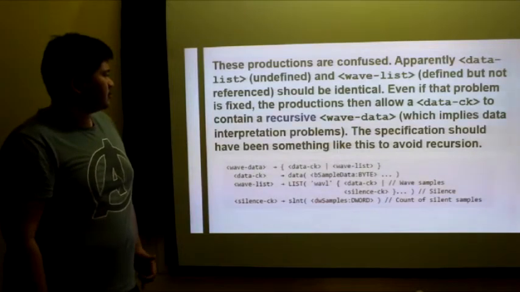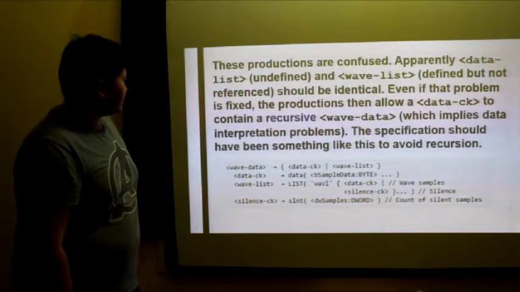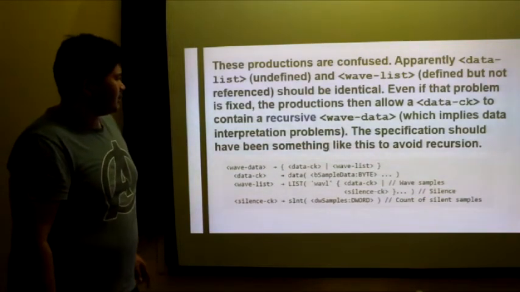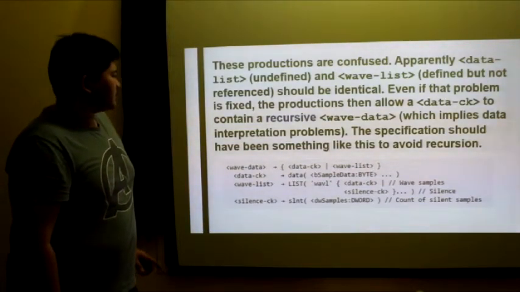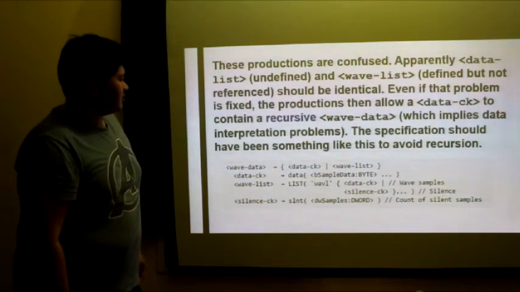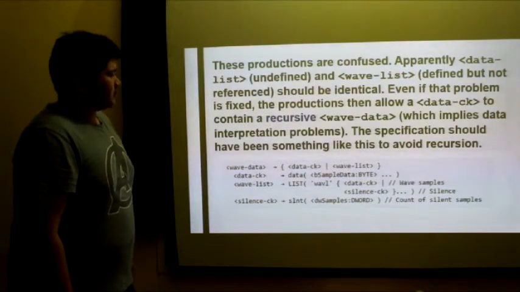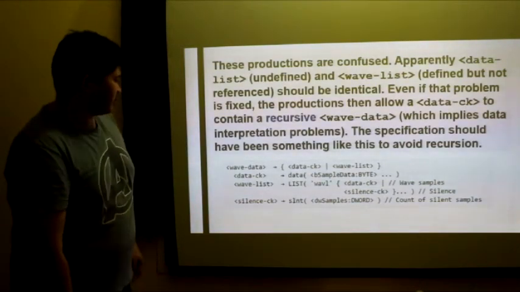These productions are confused. Apparently, data list, undefined, and wave list, defined but not referenced, should be identical. Even if that problem is fixed, the productions then allow data-ck to contain a recursive wave data, which implies data interpretation problems. The specification should have been something like this to avoid the perversion.